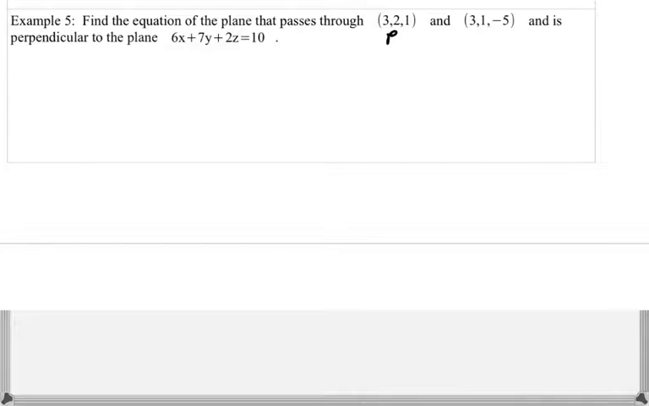Problem number 5. I'm going to find the equation of the plane that passes through 3, 2, 1 and 3, 1, -5 and is perpendicular to the plane 6x plus 7y plus 2z is equal to 10. And this is going to use the fact that if the normal vectors of two planes are normal, then the planes are normal to one another. And I'll try to draw a sketch.